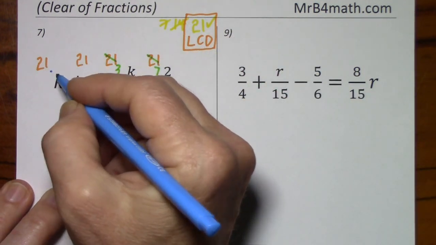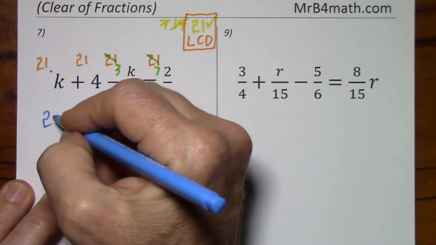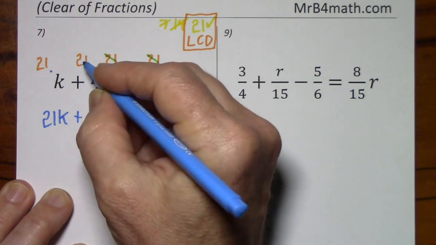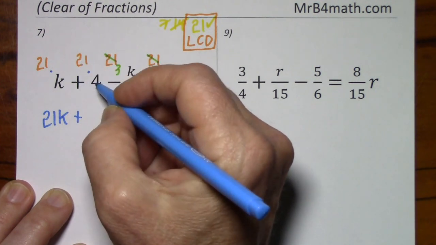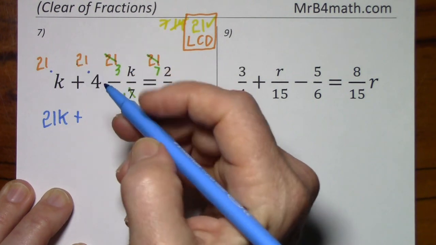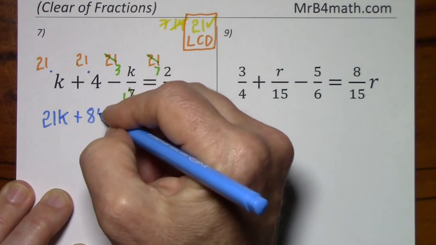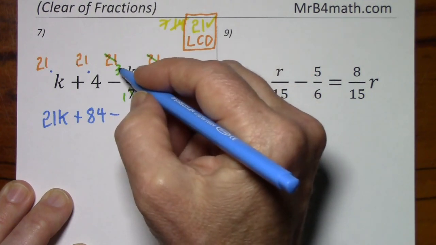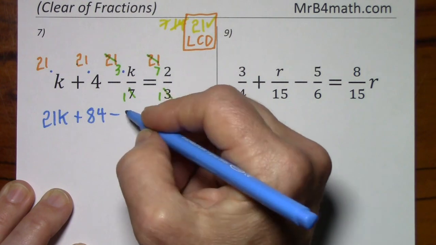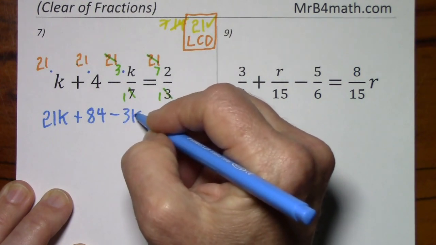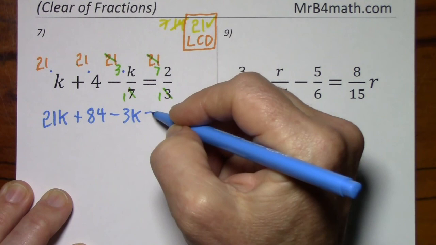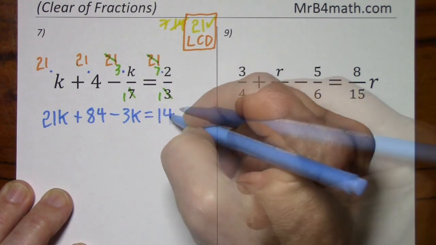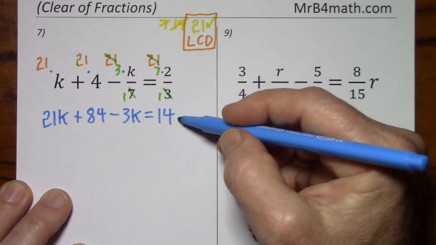So we have 21k, bring down your plus. 21 times 4 is 84. Bring down your negative or minus. Here we're left with 3, so 3 times k. Bring down your equal. And 7 times 2. So now we have the equation written with no fractions.